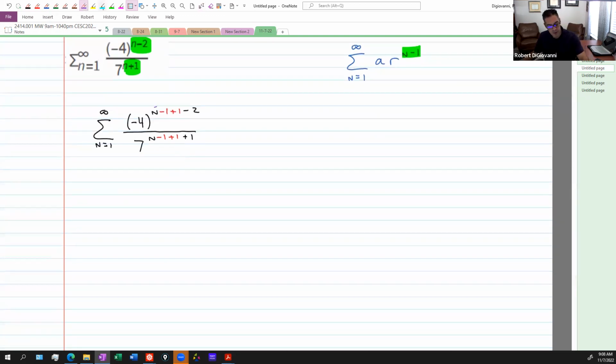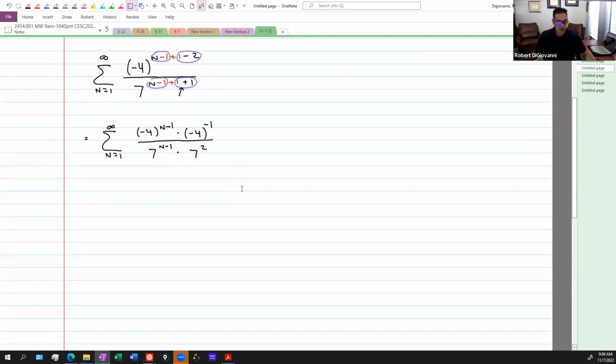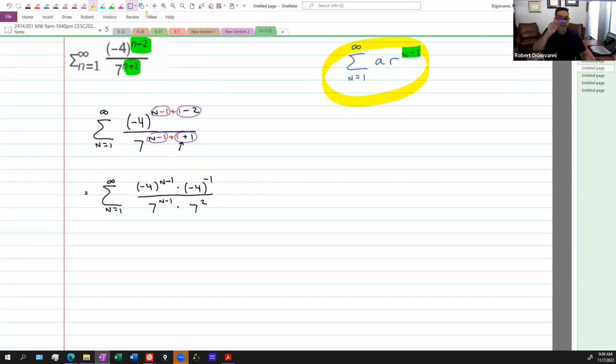Now what I'm going to do is group these two together, group those two together, group those two and those two. So my next line should be sum n equals 1 to infinity. I should have negative 4 to the n minus 1 times negative 4. Let's see, if I take 1 and subtract 2, I get negative 1 there. And then on the bottom, I get 7 to the n minus 1 times 7 squared, because I put the 1 plus 1 and get 2. Y'all see what I'm trying to do is trying to make it look like this over here, right? I'm trying to get a number to the n minus 1 power. So I'm like forcing it to happen.